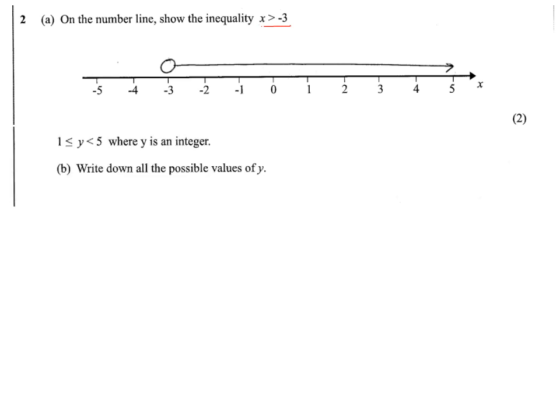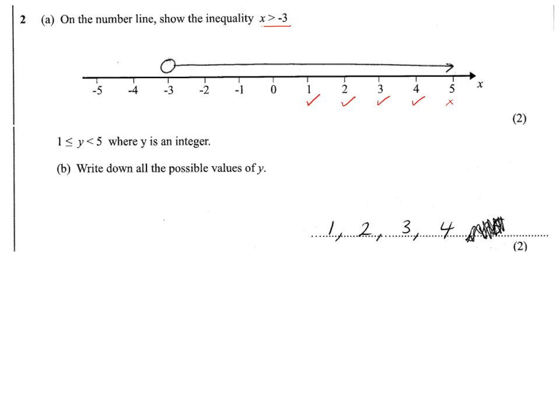Next part, we're given this inequality. y is between 1 and 5. It's greater than or equal to 1. It's less than 5. Again, I would think of my number line here. It's allowed to equal 1, 2, 3, 4. It's not allowed to equal 5. So those are my solutions.